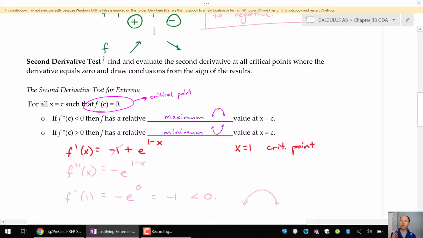Now I know the critical point is x equals 1. We already found that earlier. So the second derivative test says evaluate the second derivative at the critical point you find, or critical points, if there's more than one. Here I just found the 1.